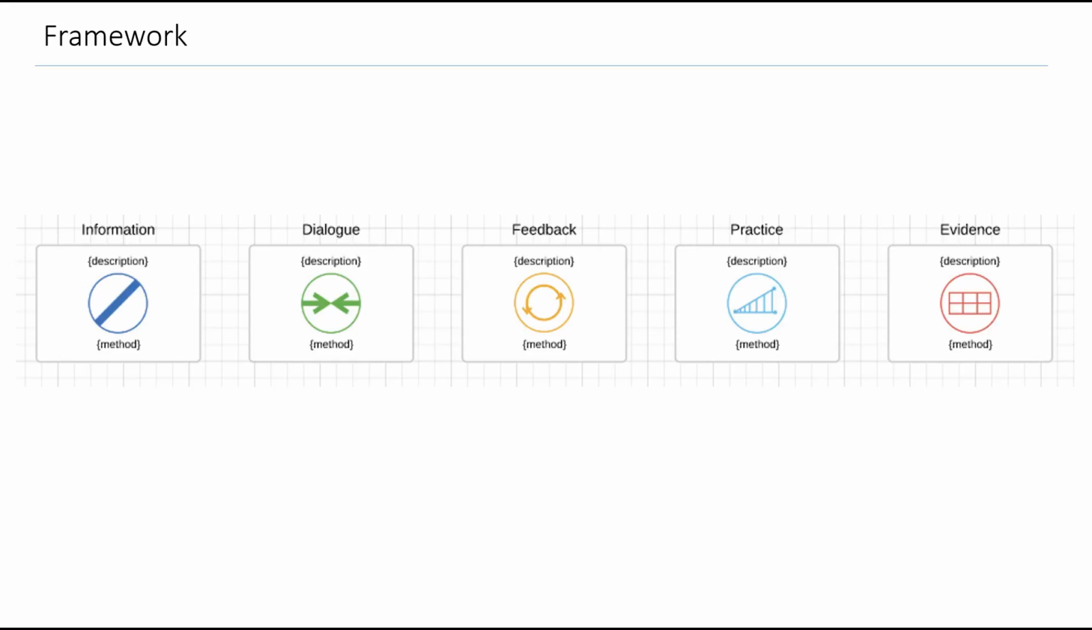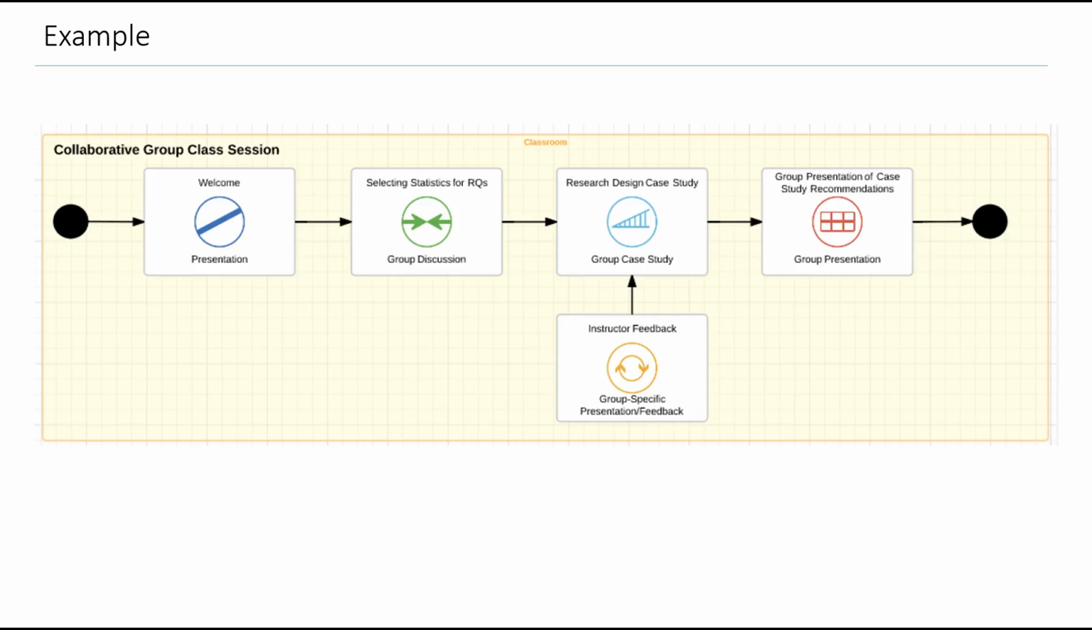The Learning Environment Modeling Language, or LEML, is based on 5 building block types. These building blocks are designed to represent key characteristics of learning environments. These building blocks are information, dialogue, feedback, practice, and evidence. These 5 building blocks can be combined together to model diverse learning environments using a common language.